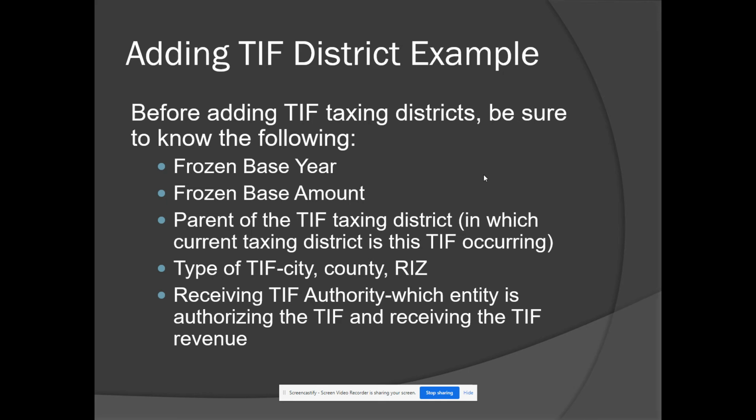Is it a city TIF? Is it a county TIF? Is this a rural improvement zone? In other words, a situation where a lake development is going on, a private lake development. And also, of course, you need to know the receiving levy authority. Who is the TIF authority? Who or which entity is authorizing the TIF and will be receiving the TIF revenue?